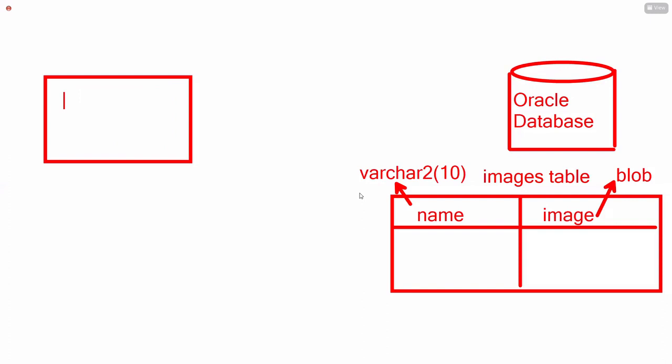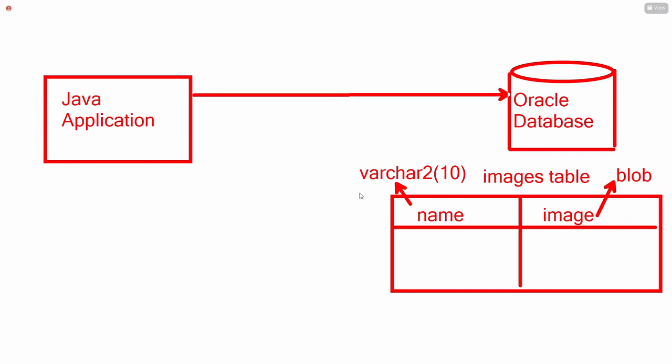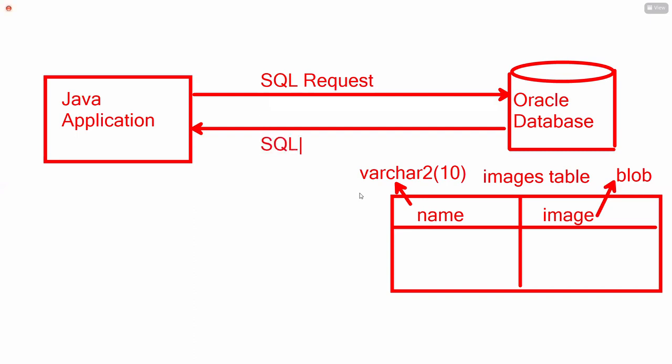It is a Java application. We have to write an insert query. That is the SQL request, and then the SQL response. Now, we have to write one query. What is the query we have to write? Give me the answer. What is the query you have to write? Insert into images values.